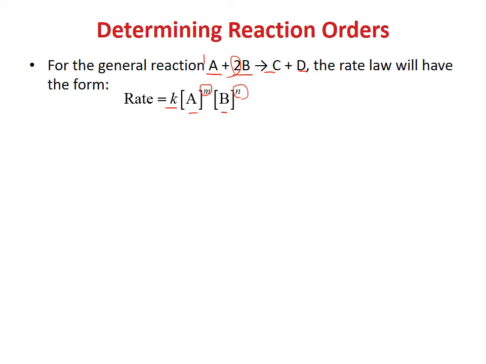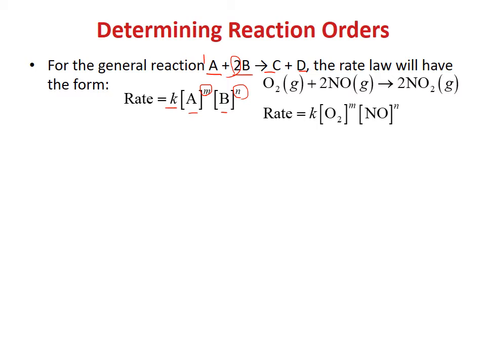One example is here. Oxygen reacts with 2 nitrogen monoxide to form 2 nitrogen dioxide. So the rate law can be written as a constant K times oxygen to the mth power, nitrogen monoxide to the nth power. And we should do experiments to determine what m is and what n is.